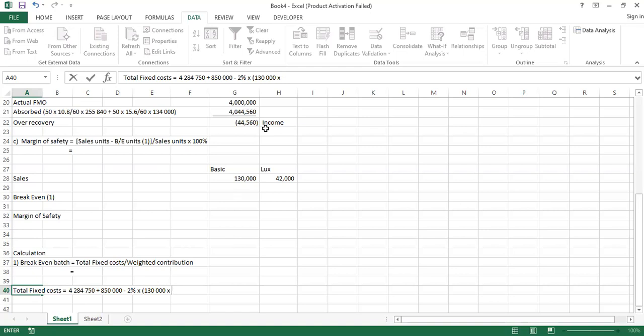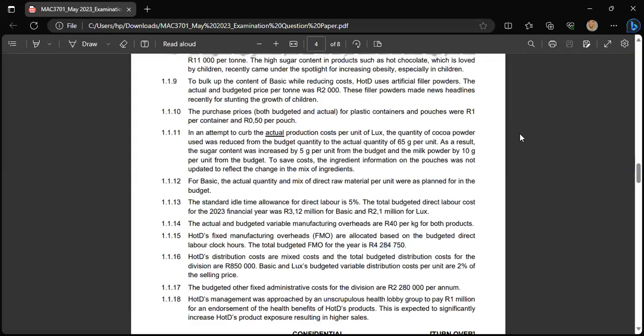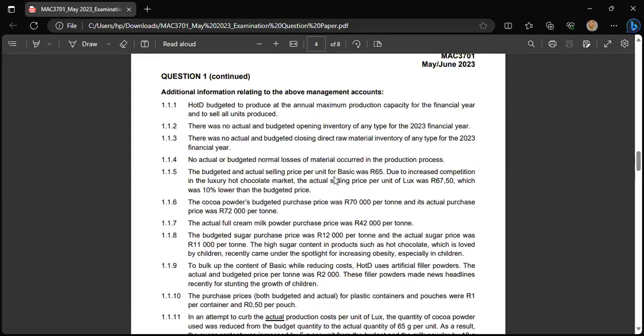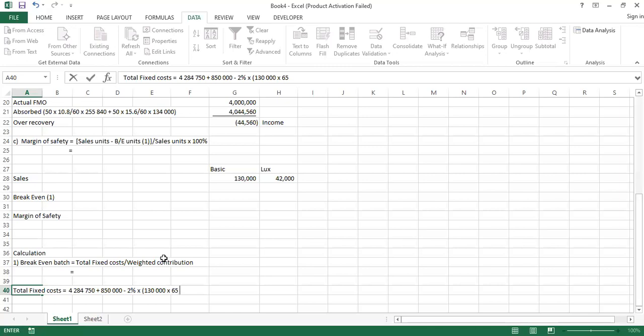Let's just have a look and see what the selling price of basic is. So which is the budgeted selling price. Right, the budgeted and actual selling price for basic is 65, and then the actual selling price for Lux is 67.5, which is 10% lower than the budgeted price. So let's start with the basic. So basic is 65. So we come down here and we put our 65. So it's basically going to be 2% of this here, but not just that, because we are dealing with both our products. Then we need to deal with Lux now.